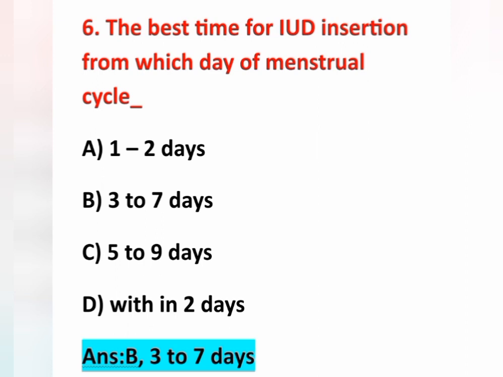The best time for IUD insertion is from the 3rd to 7th day of the menstrual cycle, and the best time for IUD removal is the first few days, that is 1 to 3 days of the menstrual cycle. That is also an important point.